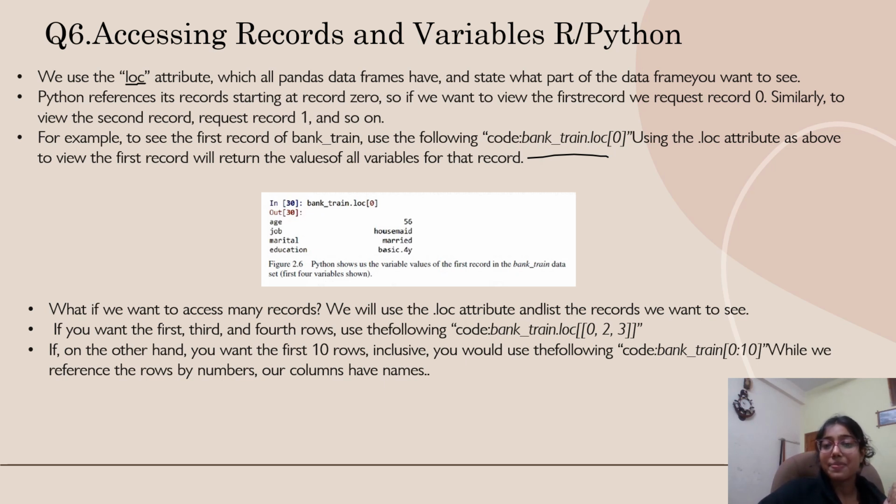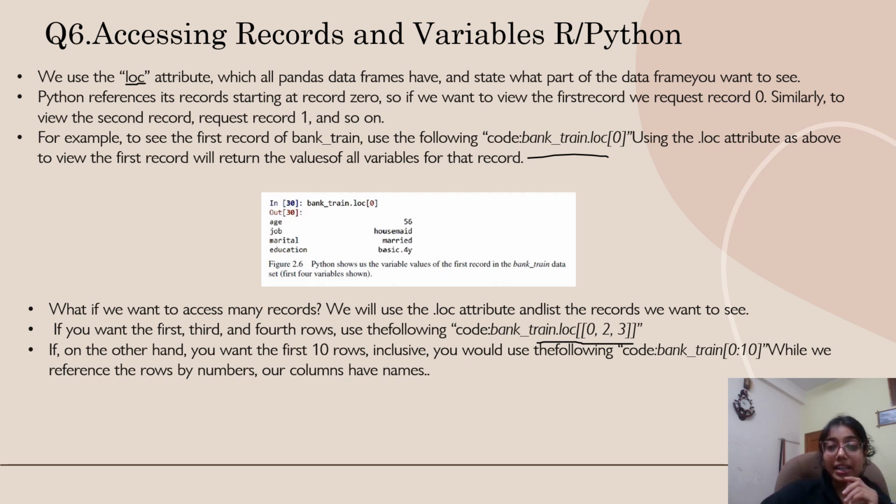What if we want to access many records? We will use the .loc attribute and list the records we want to see. If you want the first, third, and fourth rows, use the following. Why is it written 0, 2, and 3? Because 0 indicates 1, 2 indicates 3, and 3 indicates 4.